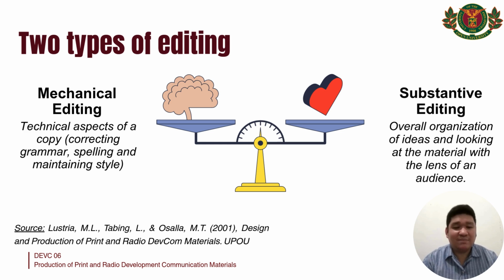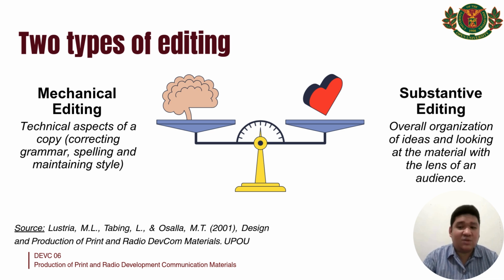Now, there are two types of editing. There's mechanical editing and there's substantive editing. When we look at mechanical editing, it says here that it looks at the technical aspects of a copy, meaning correcting grammar, spelling, and maintaining the style of the publication. While substantive editing looks at the overall organization of ideas and looks at the material with the lens of the audience.